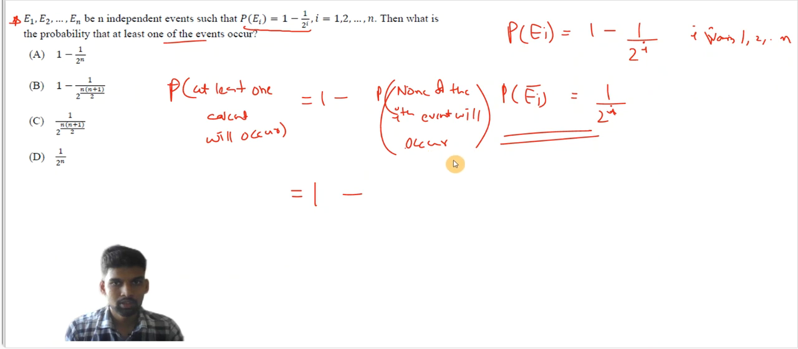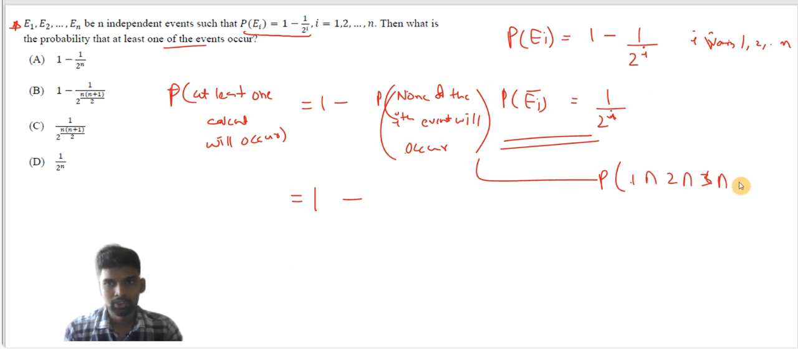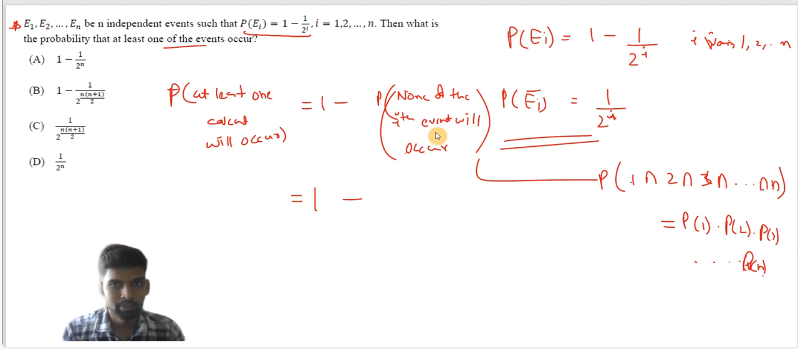And what does this mean in symbolic form? It means P of E1 bar intersection E2 bar intersection E3 bar up to intersection En bar. And for the independent events case, we can write it as P1, P2, P3 up to Pn. Why? Because these events are independent, and we are saying that none of the ith events will occur, and we have this probability expression with us.